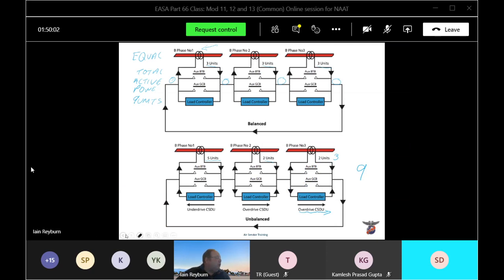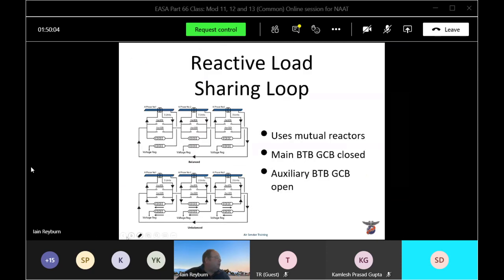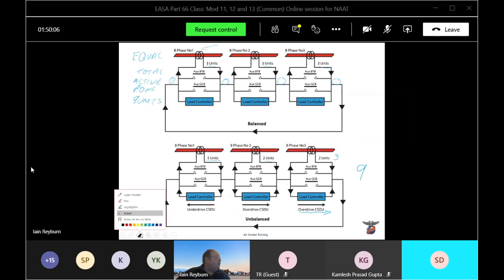These are the auxiliary contacts. These are the auxiliary contacts in my generator contact breaker. And we now know when the main contacts are closed, the auxiliary contacts are open, just like here.